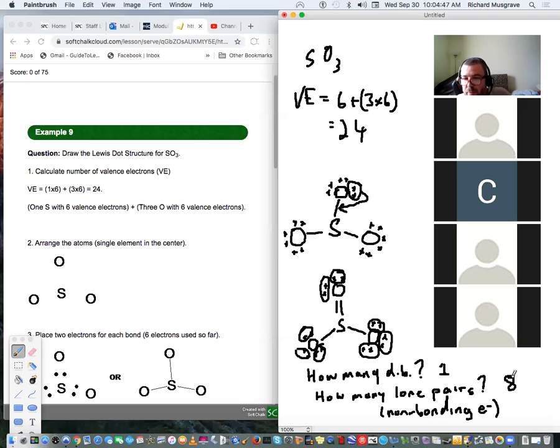So I think you'd have to draw it out in order to get the correct answer, but that's what you're aiming to do: either count the number of double bonds or count the number of lone pairs or non-bonding electron pairs.